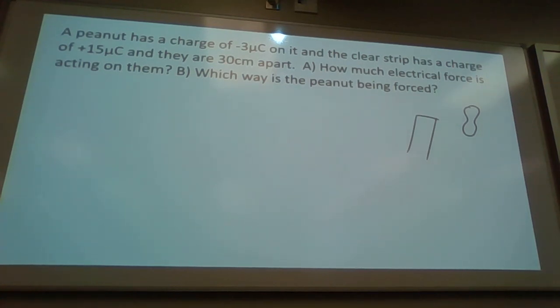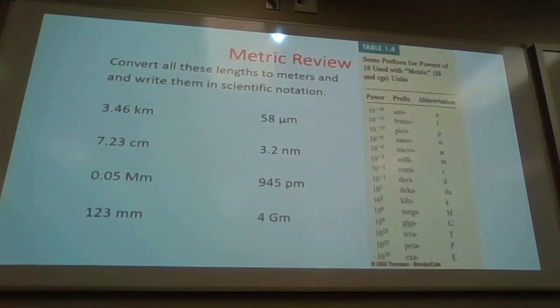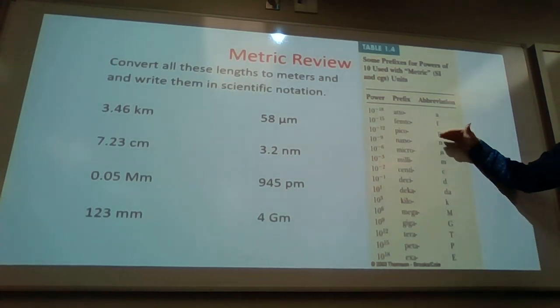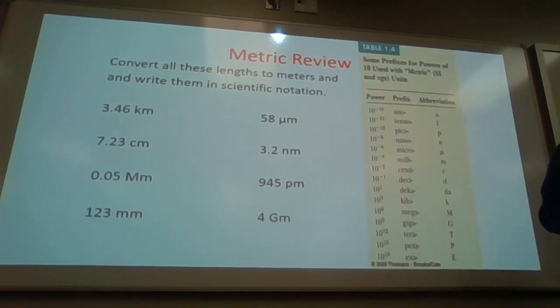So in the lab, what we do is we use microcoulombs or nanocoulombs. But when we do the math, we need to convert that to coulombs, just like if I gave you kilometers, you need to convert that to meters. Quick review: micro is times 10 to the -6th. Nano is times 10 to the -9th.